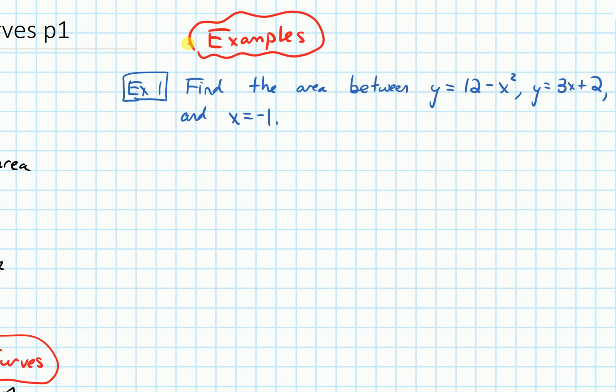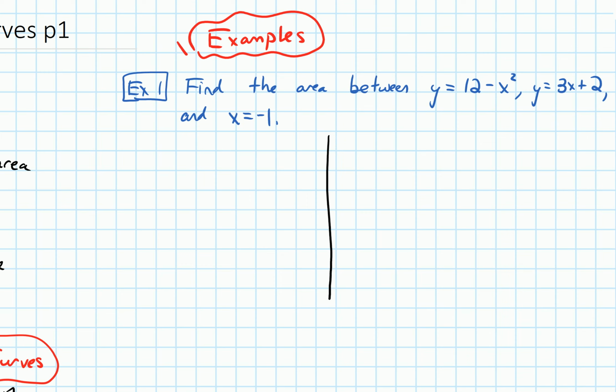In this video, we will do some examples where we find the area between curves. So I want to begin with this example that says, find the area between y equals 12 minus x squared, y equals 3x plus 2, and x equals -1. To help us visualize this, let's draw a rough picture.